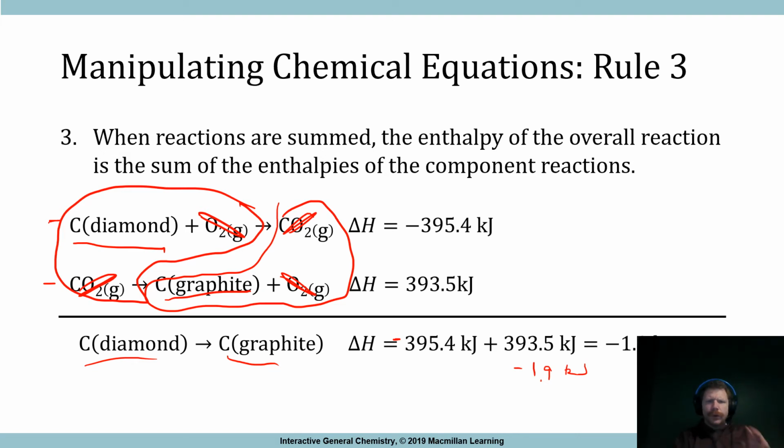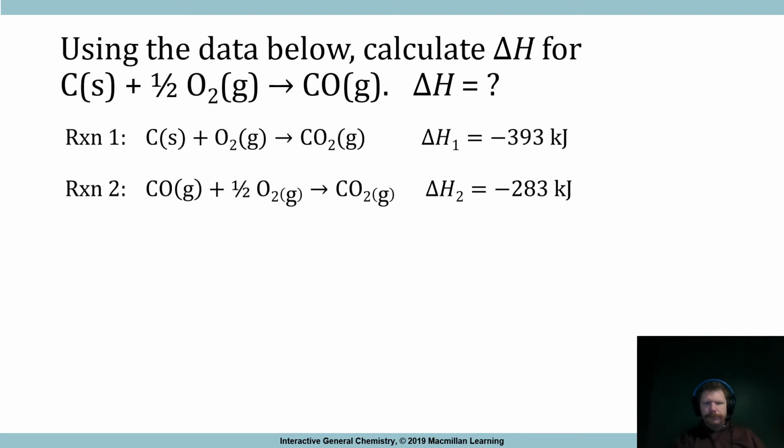Okay, so we'll work through one practice problem with Hess's law. Here is our practice problem. Using the data below, calculate delta H for this reaction right here. Reaction number 1 shows carbon plus O2 yields CO2. It has delta H sub 1 of negative 393. Reaction 2, we've got CO plus 1/2 O2 yields CO2.